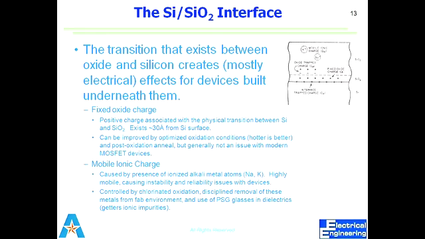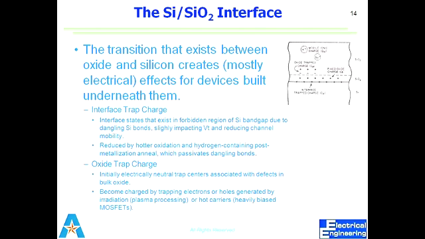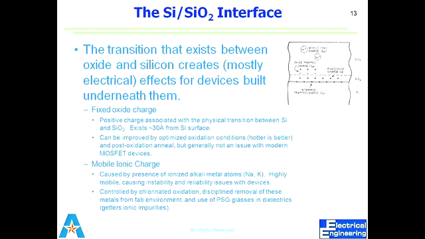So at this interface, there would be certain types of, I would say, defects. There are 4 types of defects that come into play. We call them fixed oxide charge, mobile ionic charge, interface trap charge, and oxide trap charge. So these are the 4 types.